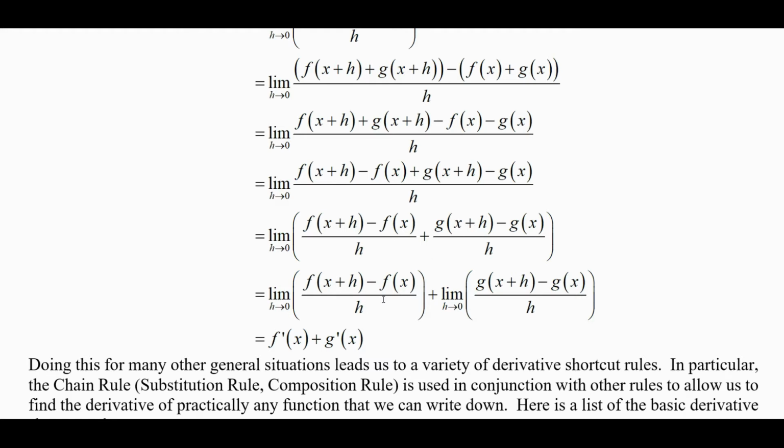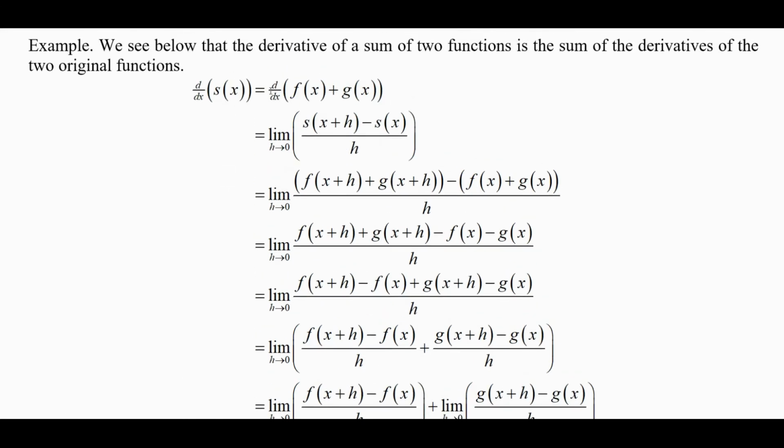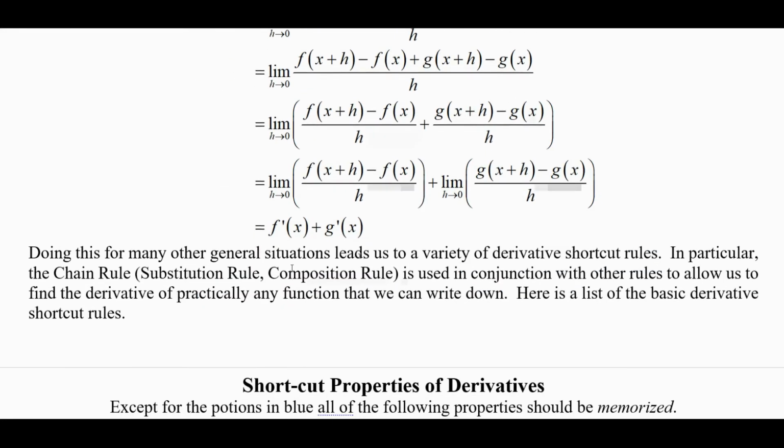And we have a property of limits that says the limit of the sum is the sum of the limits, provided those limits exist. The first limit is f prime, the second limit is g prime. So what we found is that the derivative of the sum f plus g is f prime plus g prime. The derivative of the sum is the sum of the derivatives. And so doing this for many other situations leads us to a variety of shortcut rules: sum rule, product rule, quotient rule, and so forth. And in particular, the chain rule, which could also be known as the substitution rule or composition rule, is used in conjunction with other rules to allow us to find derivatives of practically any function we can write down.